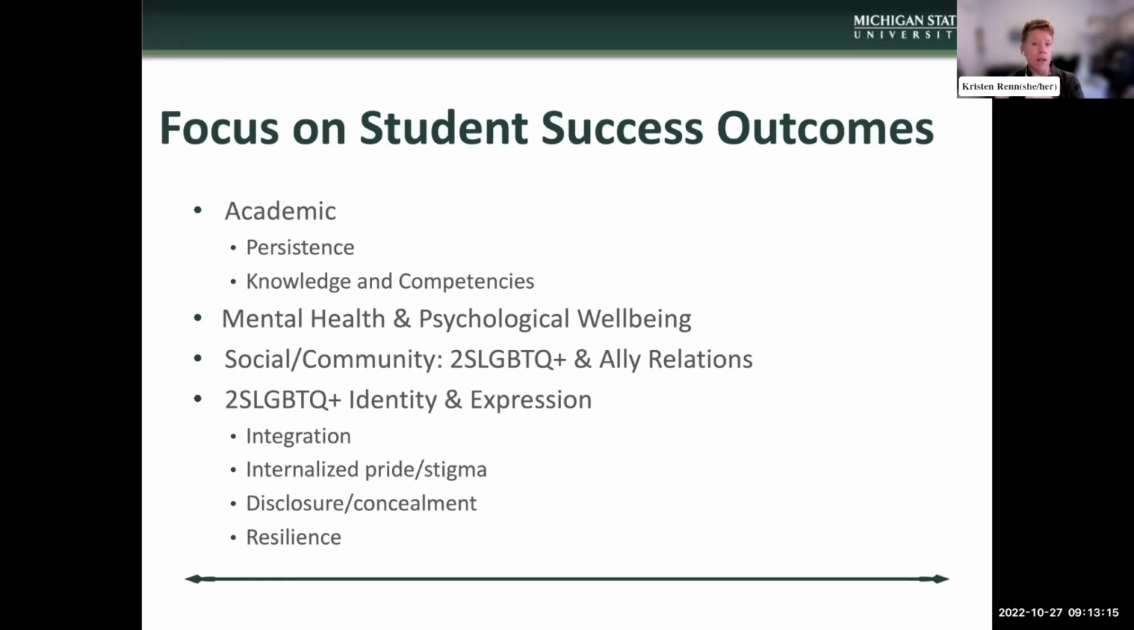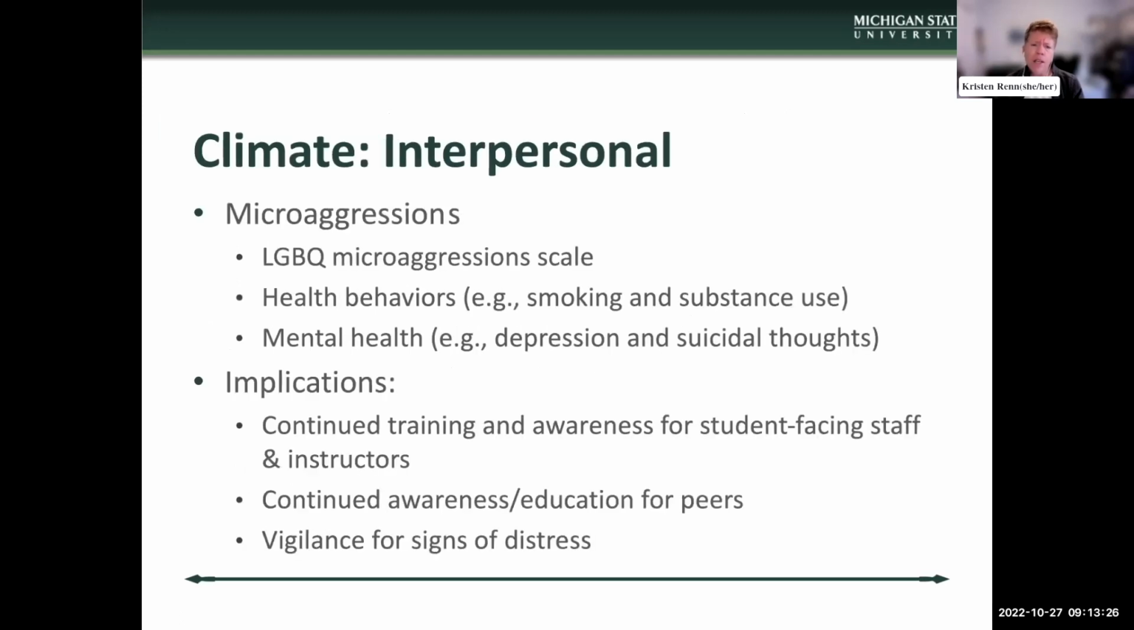And I'm going to talk now, shifting, to take some of these in and talk about some of the studies that came out of it and what we've learned in the general big picture here. So first, a lot of our work was focused on climate. So there were climate measures in the survey. So we could think about how are students experiencing the climate, and then how is that affecting them? So we developed an LGBTQ college microaggression scale. We have studies that came out of it that look at some health behaviors and some mental health outcomes as well.